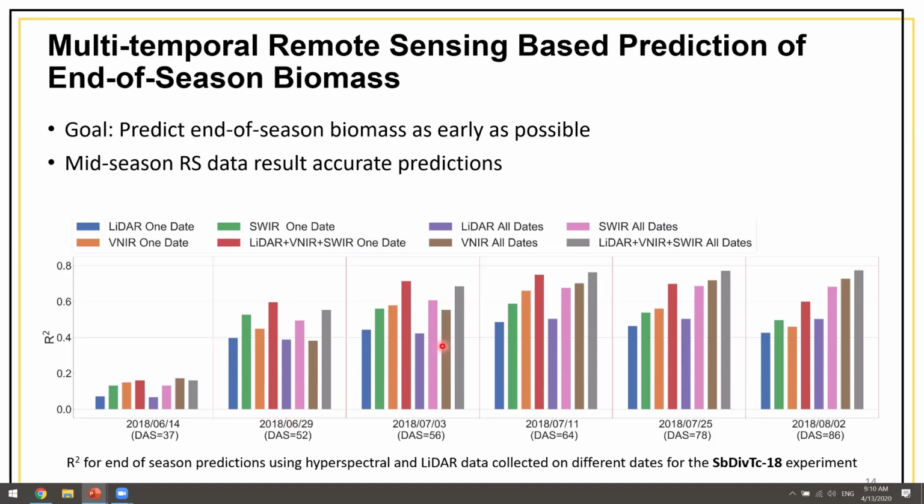So you can see that if you look at individual dates, maybe on July 3rd and July 11th, we get the maximum biomass accuracy using only one date. And if we look at the cumulative ones, when we use all the data from the whole season, we got the maximum biomass accuracy. However, the difference between here and here is not much. So I would say that we don't really need to collect many times during a season. We should basically target the dates that are more important.